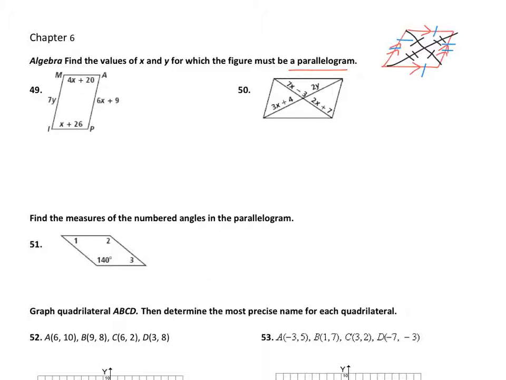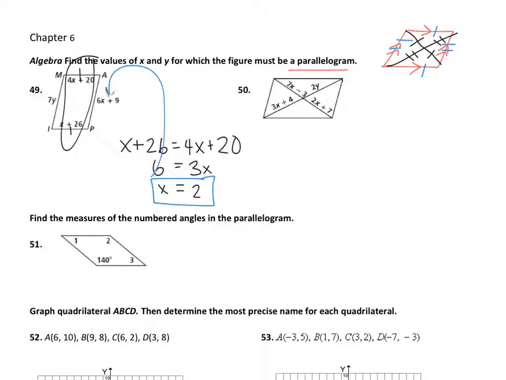So 49. These opposite sides are congruent. So I'm going to set these two equal instead of setting these two equal, because that doesn't really help me. So I'm going to set these two equal and solve for x. So x plus 26 equals 4x plus 20. And then this will be 6 equals 3x, and x equals 2. So once you get what x is, you can plug it back in up here to solve for y. So it'll be 7y equals 6 times 2 plus 9. So 7y equals 21, y equals 3.